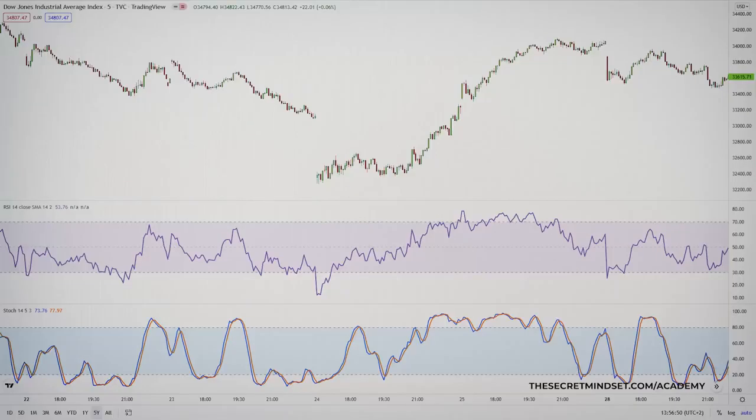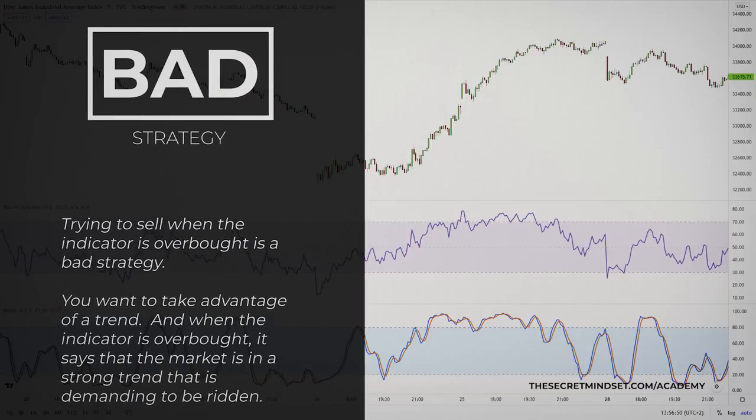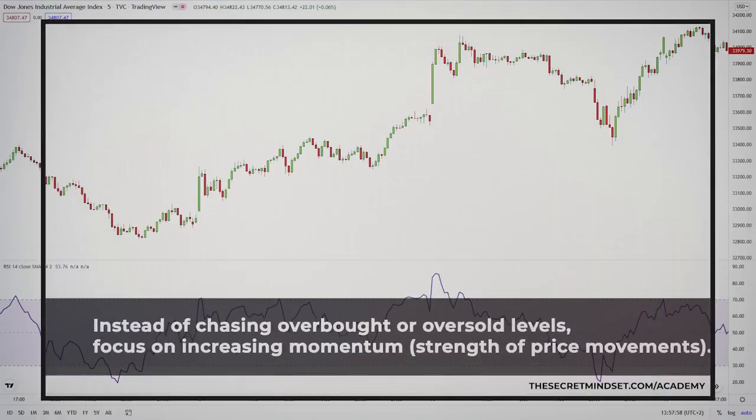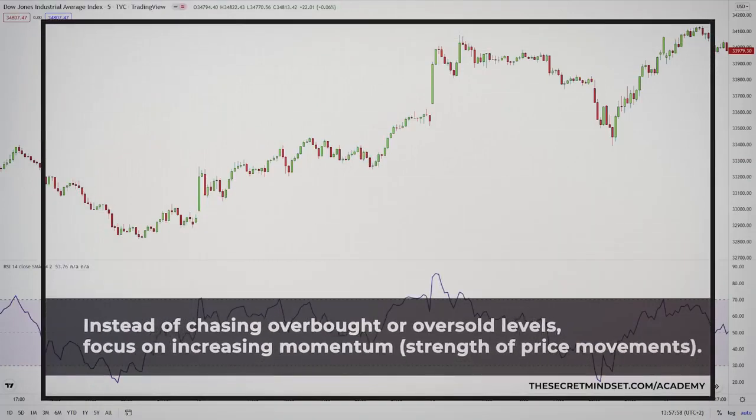You are told that you shouldn't buy any of those markets, that you should be prepared to sell. This is a bad strategy because your job is to take advantage of a trend. And when the RSI is overbought, it says that the market is in a strong trend that is demanding to be ridden. Instead of chasing overbought or oversold levels, try to focus on increasing momentum.